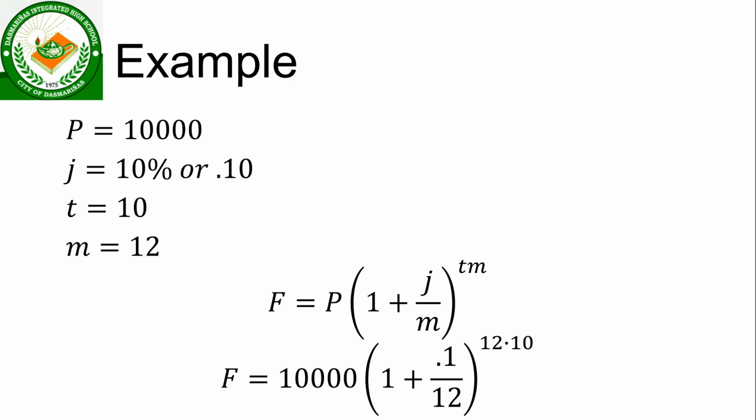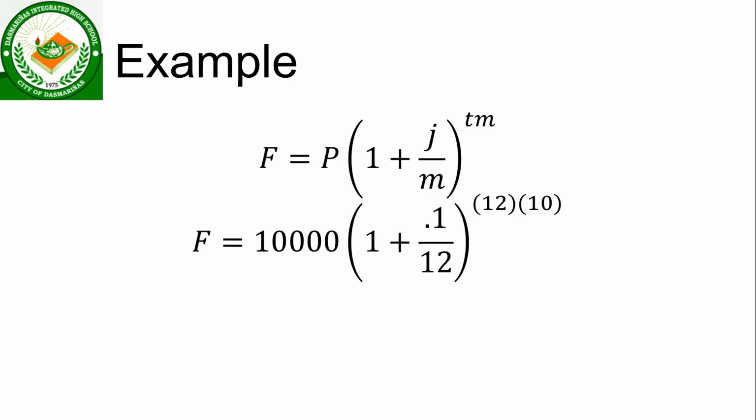And if we input this on our calculator, we have the value of F, or the amount, my money after 10 years, will be 27,070.41, or 27,070 pesos and 41 centavos.